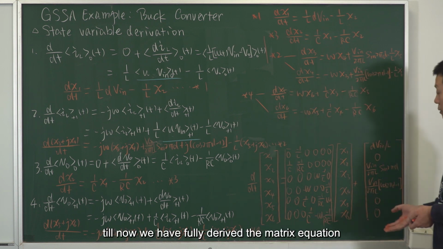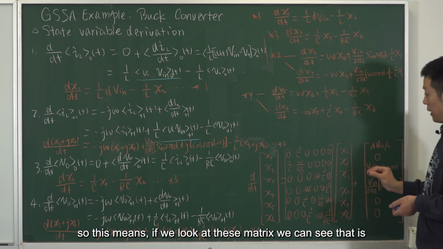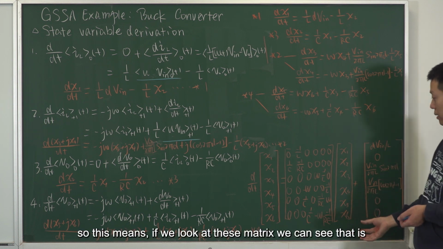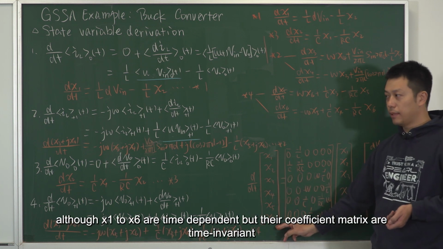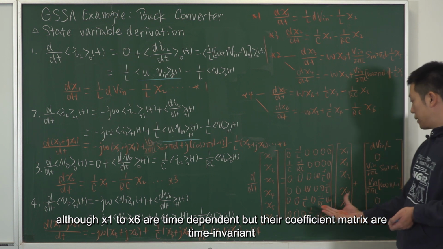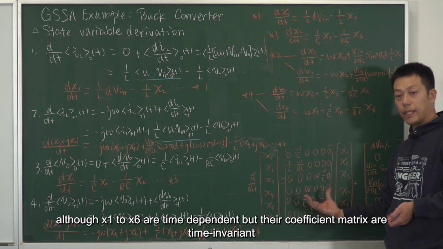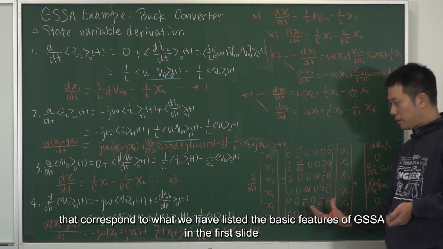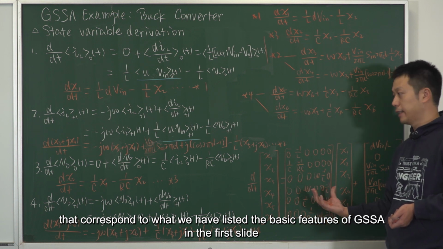Till now, we have fully derived the matrix equation. So this means if we look at this matrix, we can see that although x1 to x6 are time dependent, their coefficient matrix is time invariant. That corresponds to what we have listed as the basic features of GSSA in the first slide. Okay.